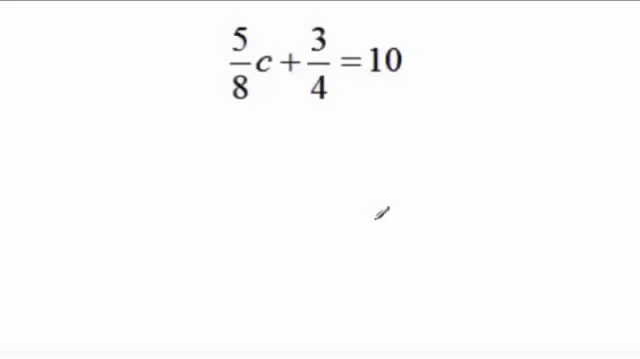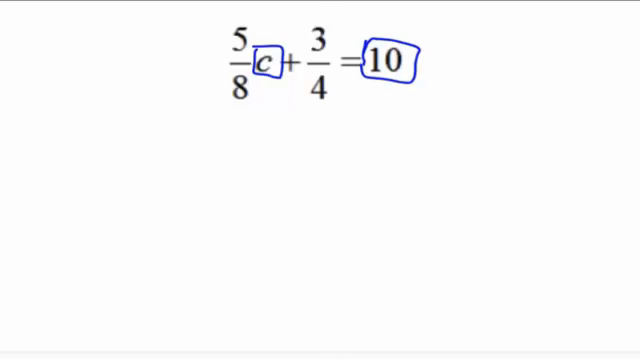Equations with fractions. First, you'll need to isolate the variable, which is c right now. So to solve this, this is our total, first of all. We need to find a number for c, which we would multiply by 5 over 8 to get 10. To do that, first we have to get rid of the 3 over 4, and we'll have to cancel it out.